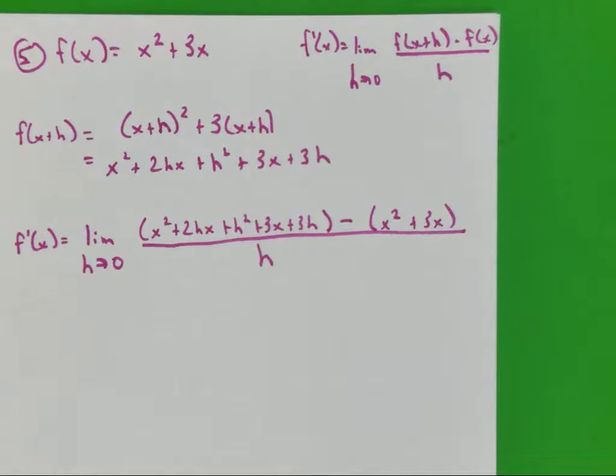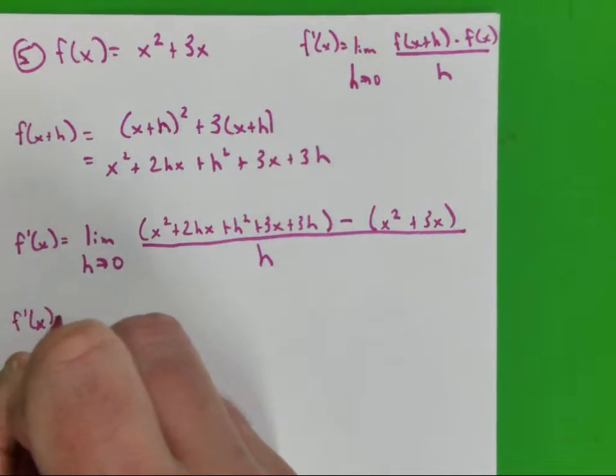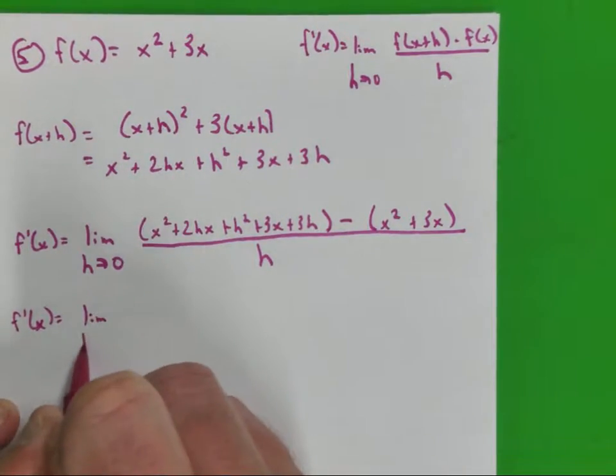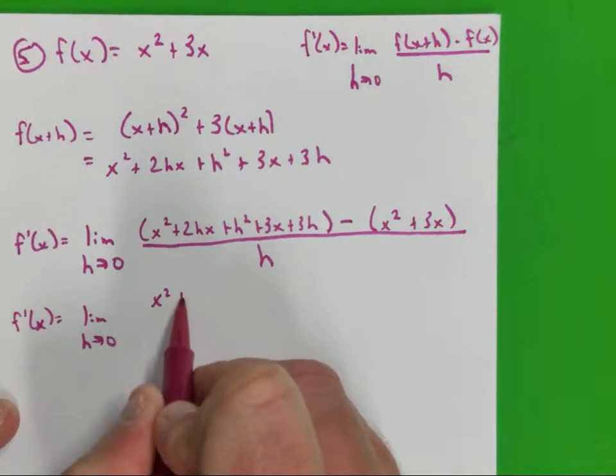You have about 7 of these on your test in a couple of weeks, so it's very important we learn this. What does that minus do to everything in that parentheses? Changes it, okay? So f prime of x equals the limit as h approaches 0. I'm going to rewrite that without parentheses.